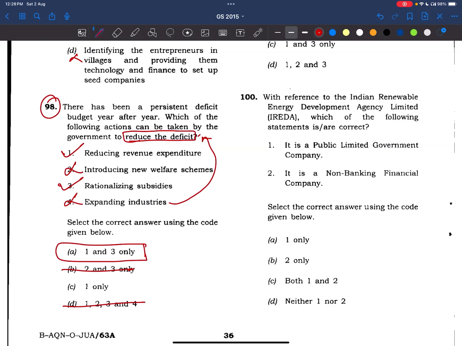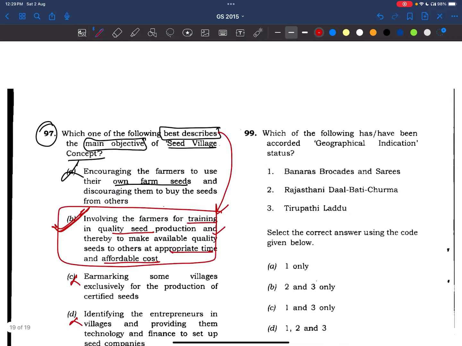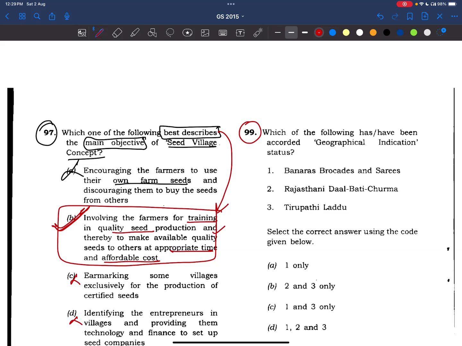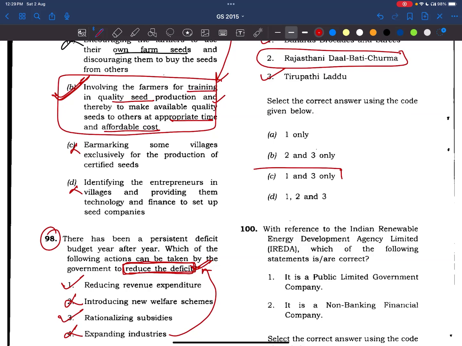So this is also a basic question only, friends. We should know how deficits work, right? We know expenditure minus revenue is the deficit, right? From here we can answer this question, a basic question only, friends. Coming to the 99th question. Which of the following has been accorded geographical indication status? See friends, these types of questions, only if you know, we have to attempt, or else we should not attempt, friends. Here 1 and 3 are given GI tags, and it is not given for dal bati churma. So answer is 1 and 3.